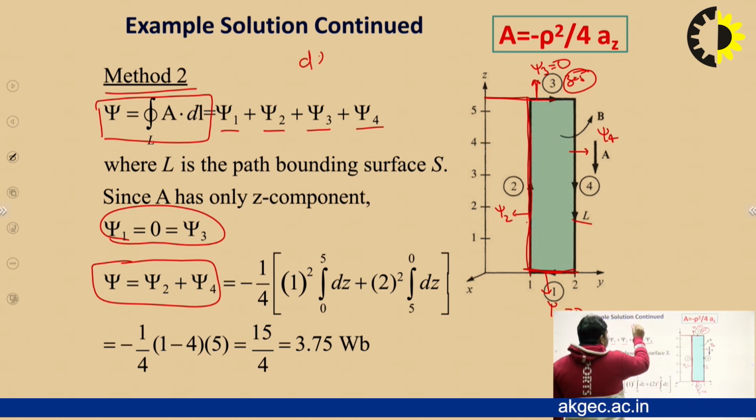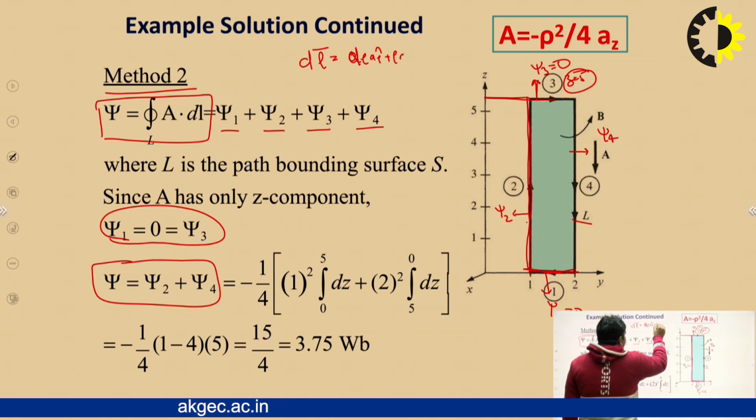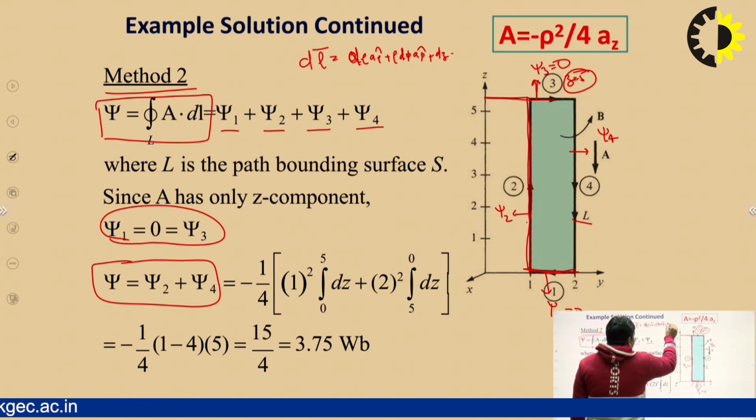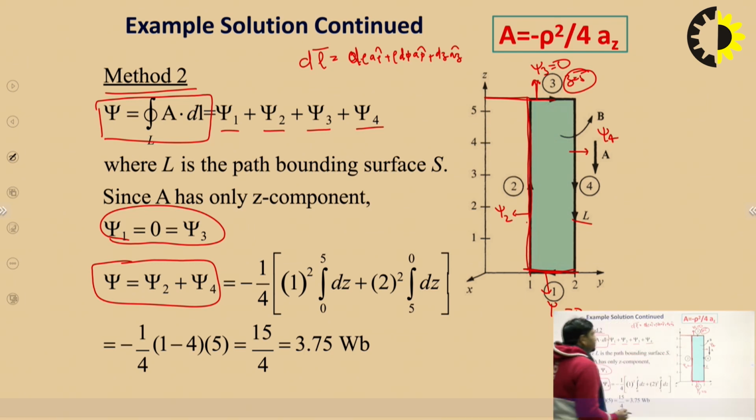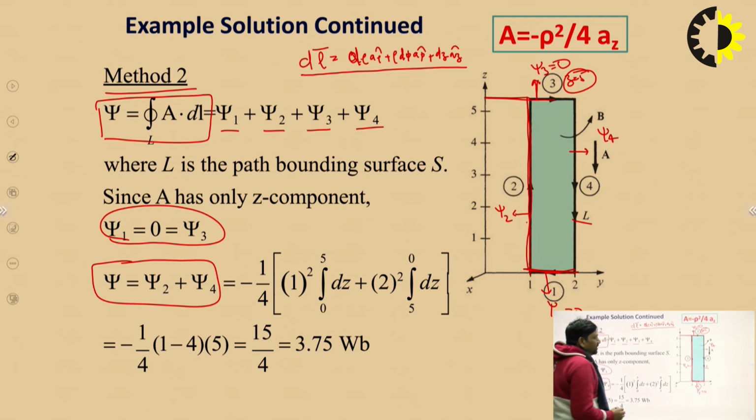What is the meaning of that? dl is equal to d rho A rho plus rho d phi A phi plus dz az. So the differential length in the cylindrical coordinate system is d rho A rho plus rho d phi A phi plus dz az, but A is defined in the Az direction.